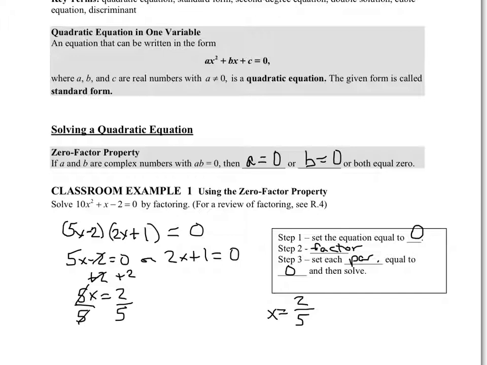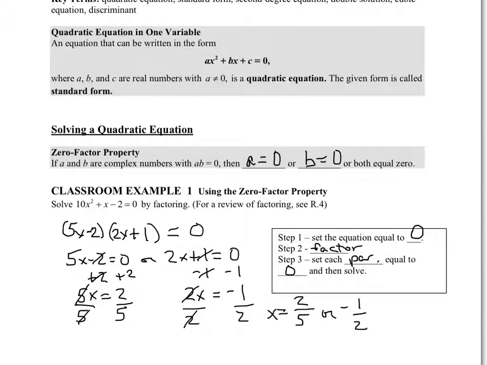Or, if I go to the other equation, I'm going to subtract 1 from each side. And that leaves me with 2x equals -1. Now, I'll divide each side by 2. And I end up with x equals -1/2.